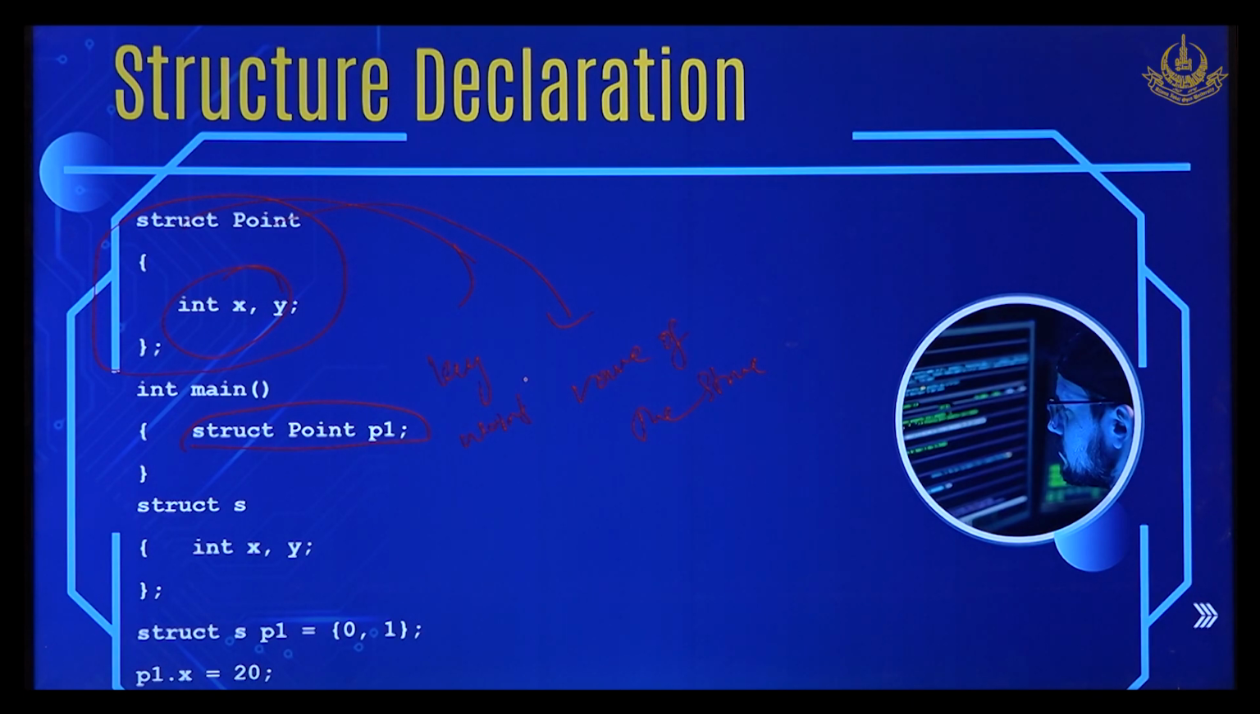In the main program or wherever you want to declare the variable of point type, you use the keyword struct, you use the name of the structure, and then you give the variable name. P1 is the variable name. So, we can access x and y by using p1.x and p1.y. Here we have done the same thing with a different structure name.